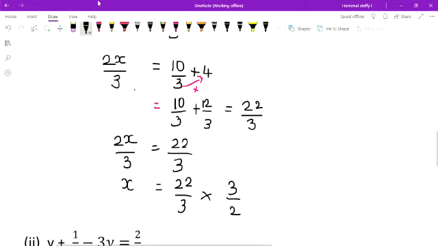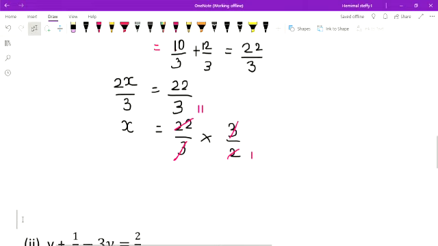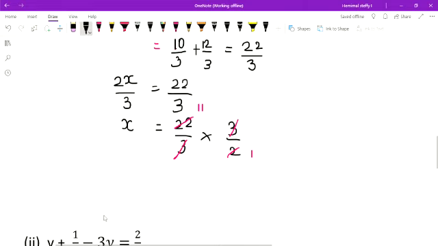Then I strike that out and cancel. 3 and 3 cancel. Then 2 ones are 2, and 2 elevens are 22. Now what is the answer here? X equal to 11. Is it clear? Yes. Okay, then I'll move to the second sum.